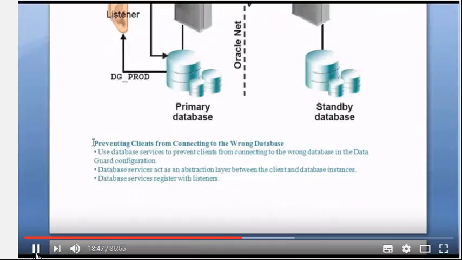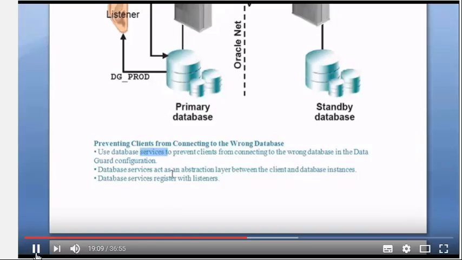Now how can we prevent the clients from connecting to the wrong database? What are the different possibilities? You have to use database services to prevent clients from connecting to the wrong database in the Data Guard configuration. So what is the first best solution to avoid clients connecting to the wrong database? You have to use proper database services as the first priority.